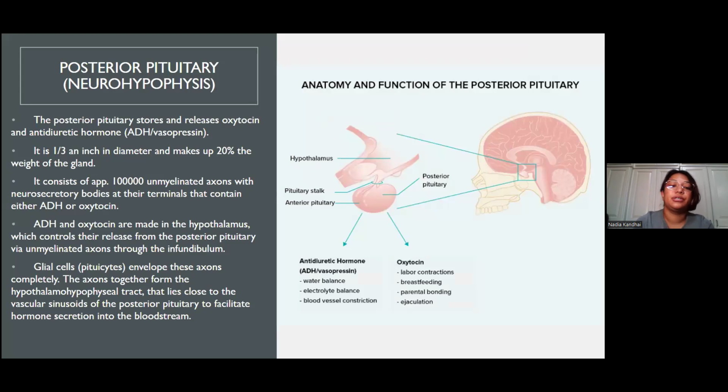The posterior pituitary stores and releases both hormones, the oxytocin and the antidiuretic hormone. It's about 20% of the weight of the pituitary gland and consists of approximately 100,000 unmyelinated axons, which have neurosecretory bodies at the terminals of it, containing either the ADH or the oxytocin, which are, as I said, both made in the hypothalamus. The release is controlled via unmyelinated axons throughout the infundibulum of the pituitary. Glial cells envelop these axons completely, forming the hypothalamo-hypophyseal tract lying close to the vascular sinusoids of the posterior pituitary. This facilitates the hormonal secretion into the bloodstream.